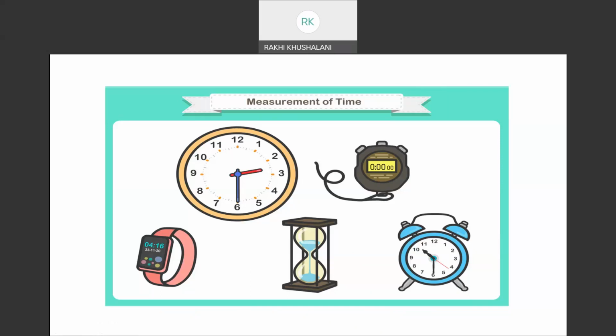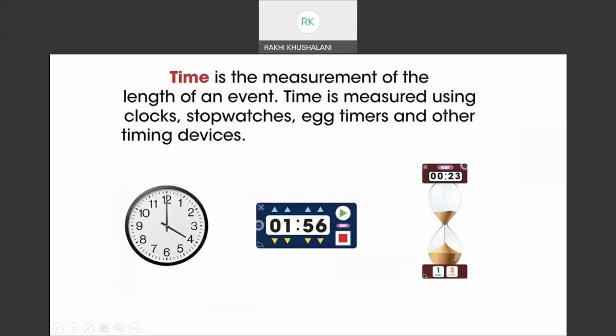Now, time is the measurement of the length of an event. Time is measured using clocks, stopwatches, egg timers, and other timing devices.